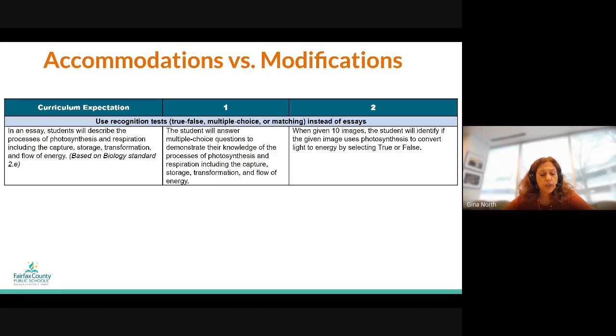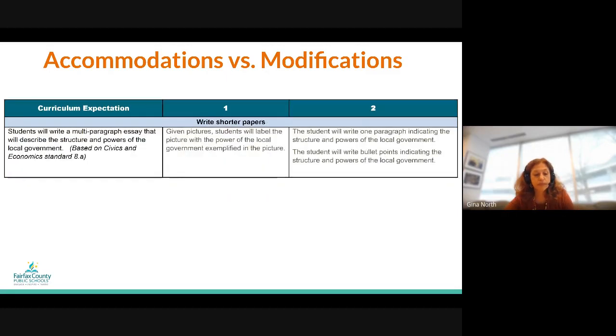No. The student is still expected to demonstrate knowledge of photosynthesis and respiration, including the capture, storage, transformation, and flow of energy. In column 2, the student expectation has changed. Column 2 is a modification. The student in this case will identify using pictures whether or not photosynthesis is represented. So column 1 is the accommodation and column 2 is the modification.